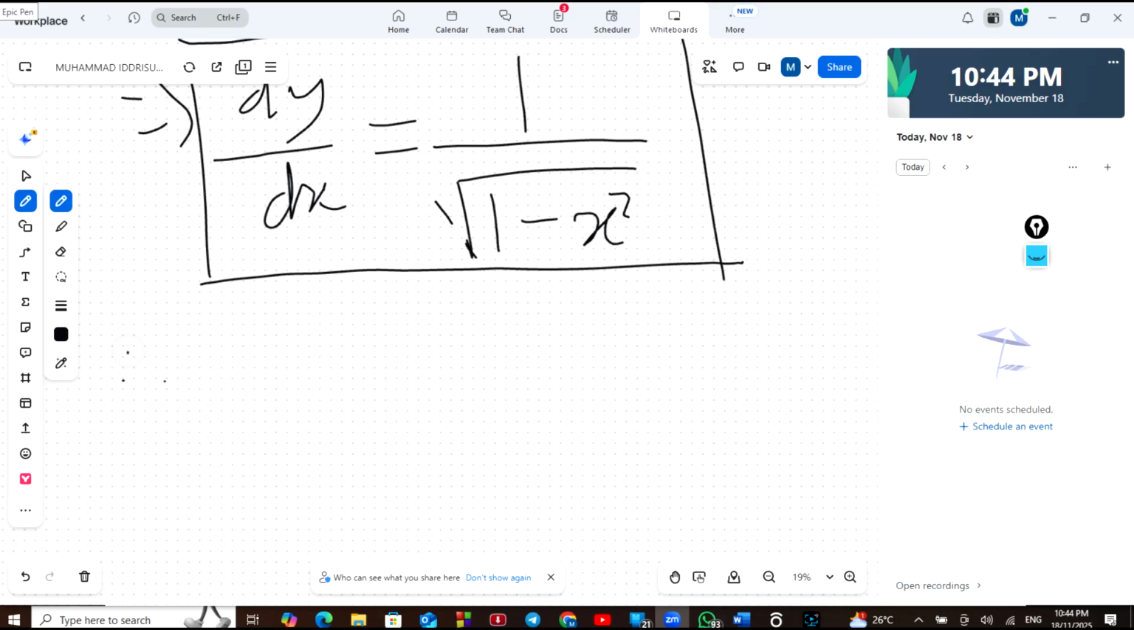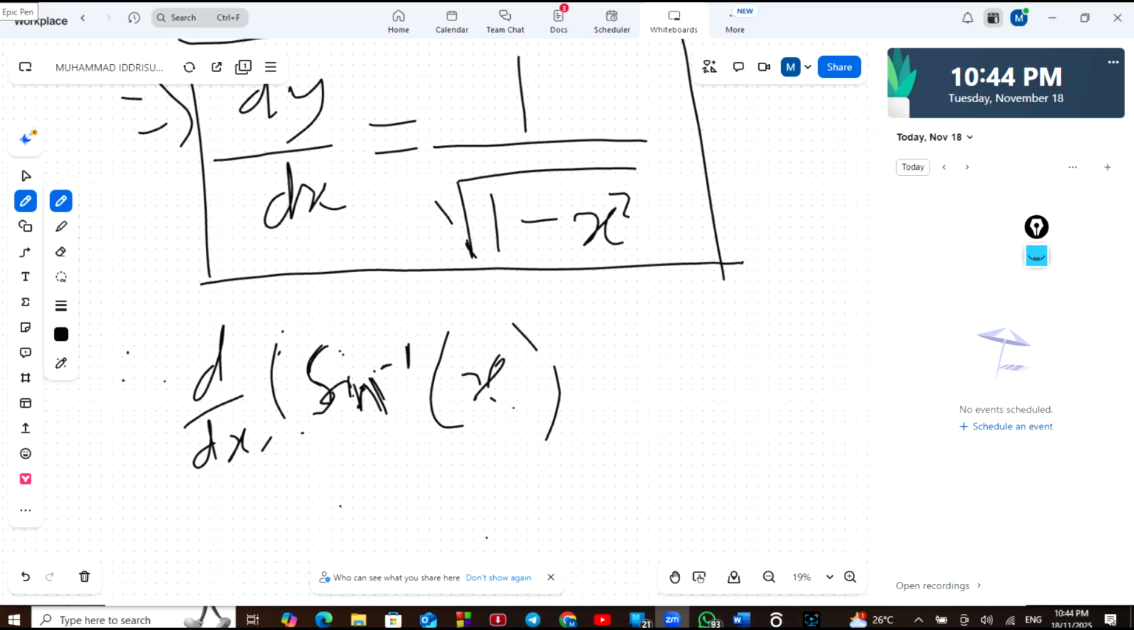So we can confidently say that dy/dx, the derivative of sine inverse of x, is this. Okay, so this is it for now.